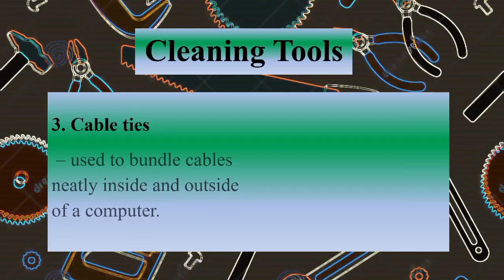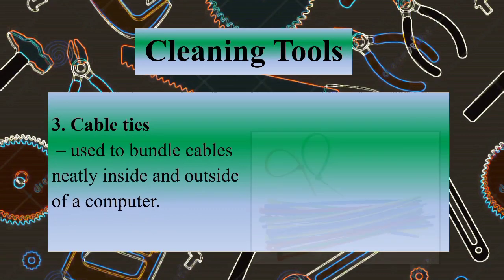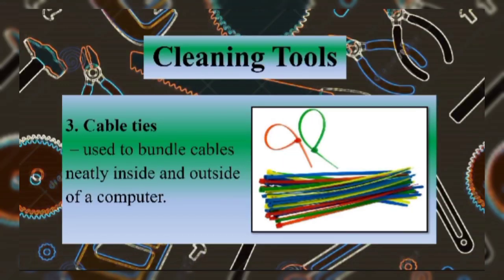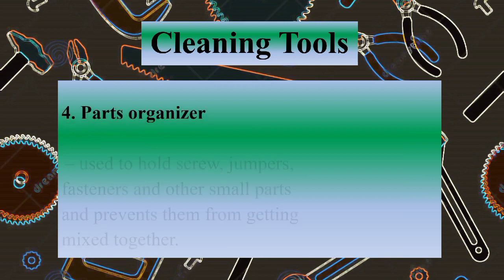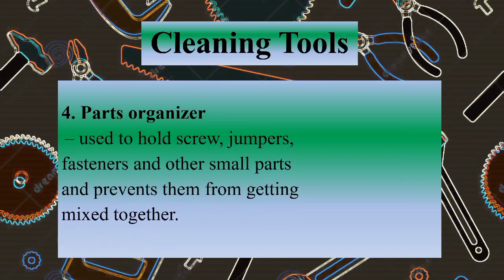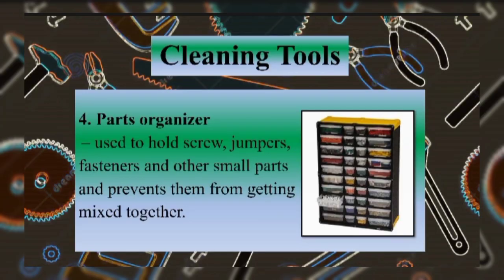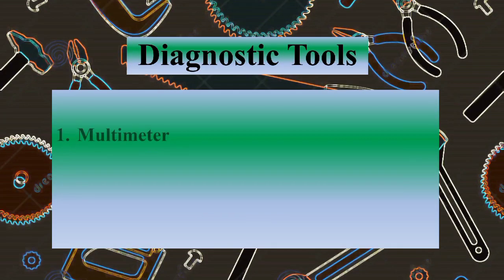Next is the cable ties, used to bundle cables neatly inside and outside of a computer. So this is the cable ties. Next is the parts organizer. So used to hold screws, jumpers, fasteners, and other small parts and prevent them from getting mixed together. So it can make our work easy.